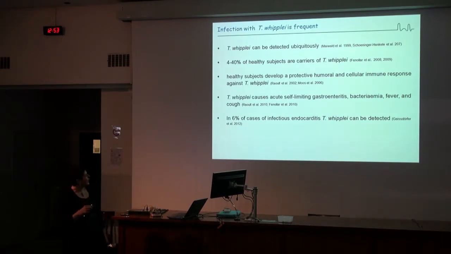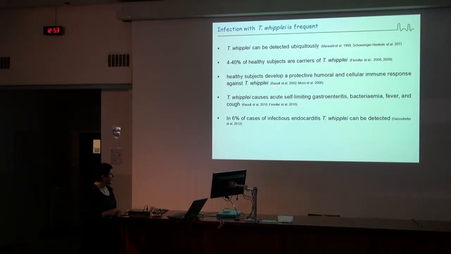Most of you know, because we did the most research on it, that the infection with Tropheryma whipplei is really frequent. And there's a discrepancy between the frequent occurrence of Tropheryma whipplei and the rareness of Whipple's disease. Tropheryma whipplei can be detected ubiquitously. There are a lot of subjects that are carriers of it. Then we discover a protective humoral and cellular immune response in most healthy persons against Tropheryma whipplei. And it is able to cause gastroenteritis, bacterial pneumonia, fever, and cough in some patients.